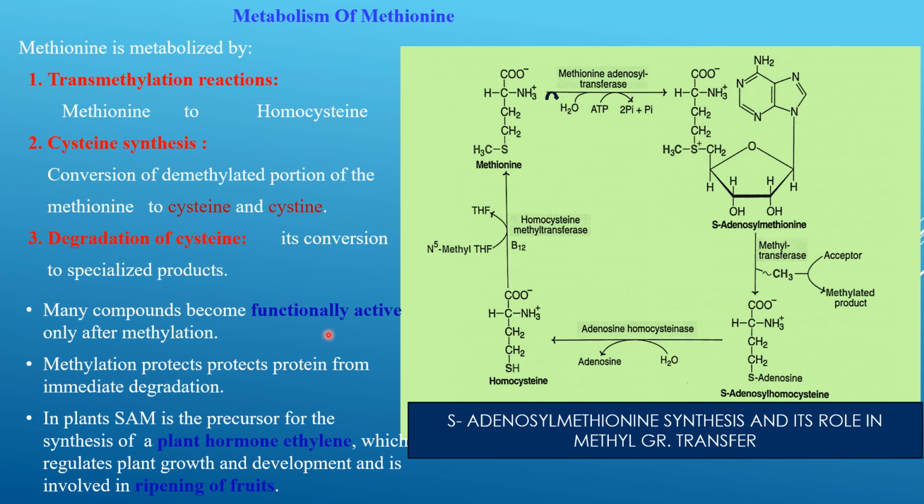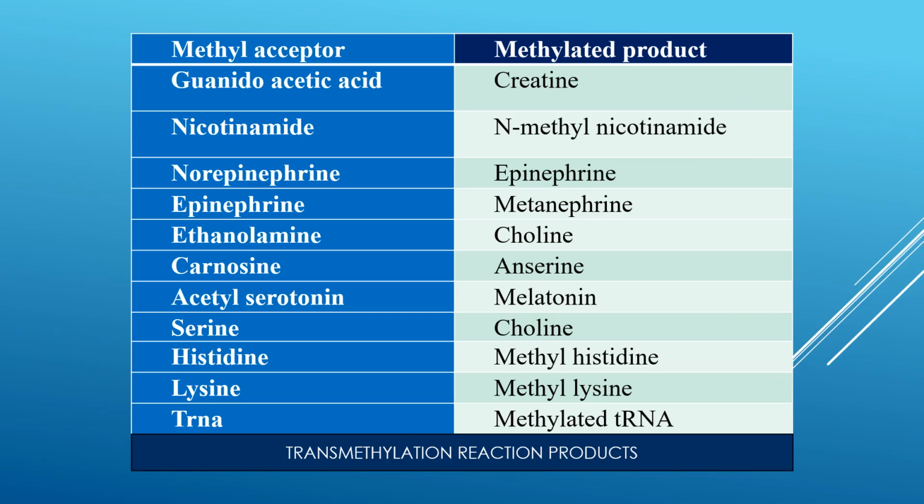Many compounds become functionally active only after methylation. Methylation protects proteins from immediate degradation. It acts just as a protective group in various amino acids. In plants, SAM is a precursor for synthesis of the plant hormone ethylene, which regulates plant growth and development and is involved in ripening of fruit. So this is all the importance of the transmethylation reaction and SAM, that is S-adenosyl methionine.